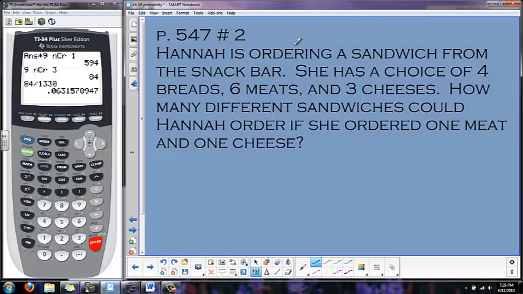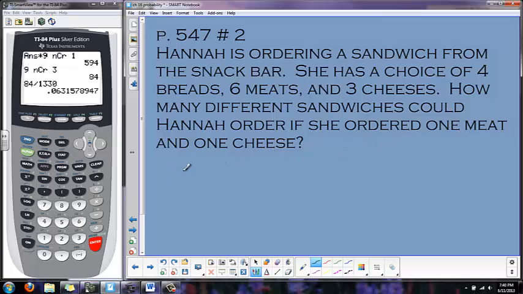So here we go. Hannah is ordering a sandwich from the snack bar. She has a choice of 4 breads, 6 meats, and 3 cheeses. How many different sandwiches could Hannah order if she ordered 1 meat and 1 cheese? Okay. And I'm sure it's supposed to say 1 bread in there too.